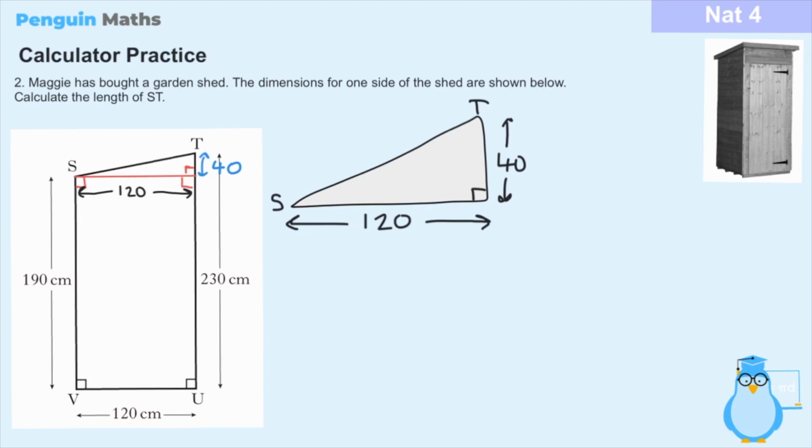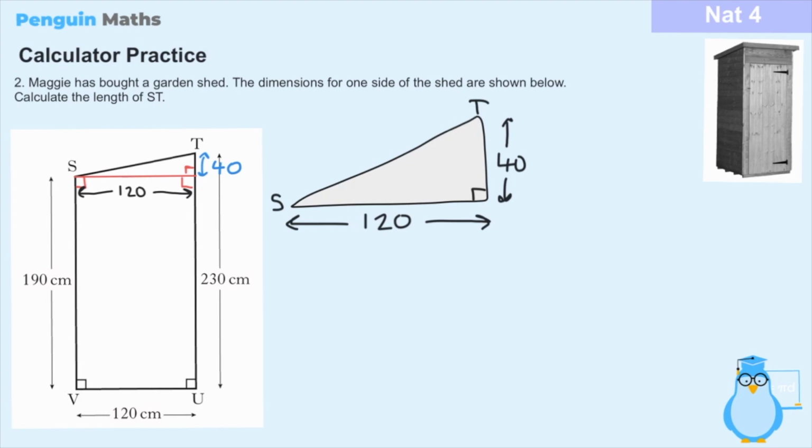And now what we have is this right angle triangle up the top, and now we know the length of two sides. So we know this side is 120 centimetres and this side is 40 centimetres. And now all we're left with is an unknown side which we want to calculate, ST. If we have a right angled triangle and we know two sides and want to calculate one other side, then we can use Pythagoras' theorem. So let's do that right now.